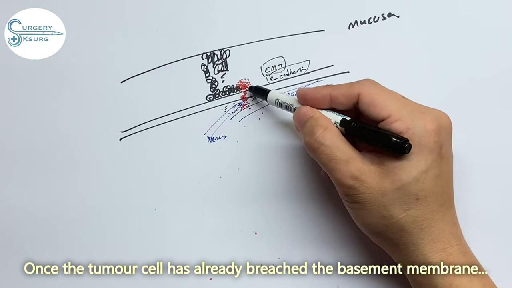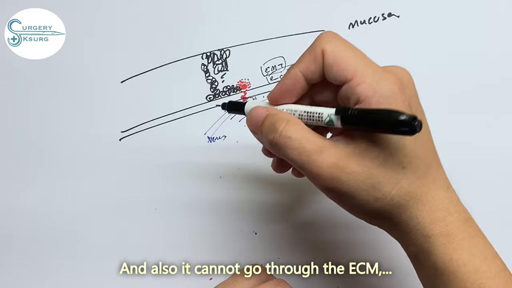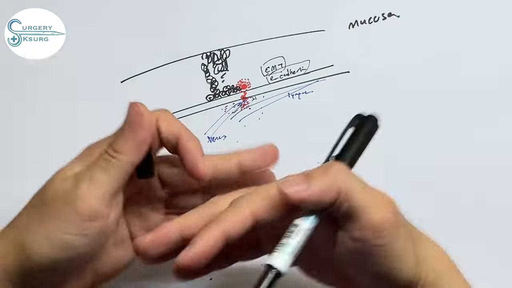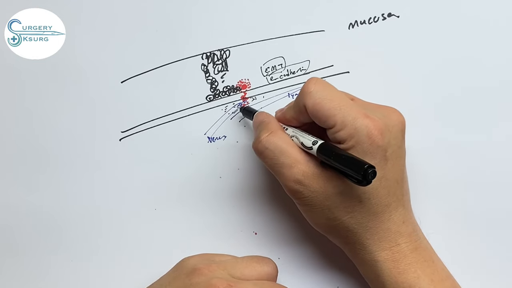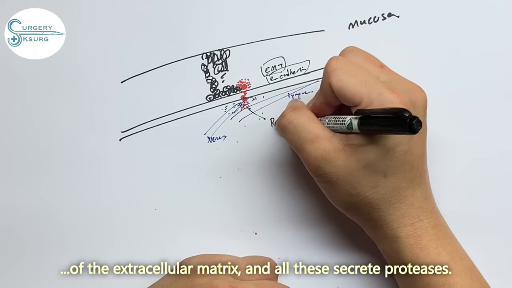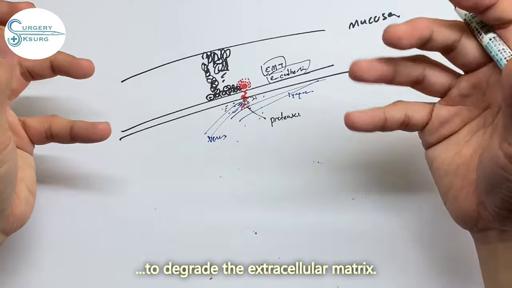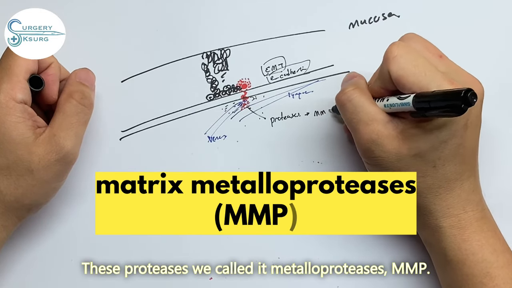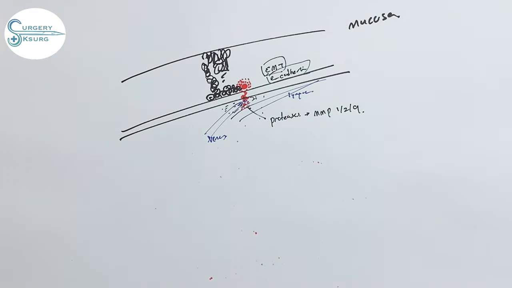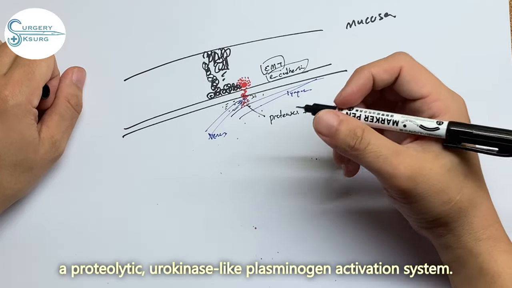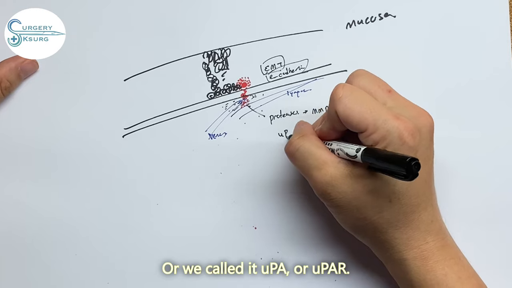membrane. Once the tumor cell has breached the basement membrane, it is considered a foreign cell in the ECM, and it cannot go through the extracellular matrix because it is all protein. So it will have to degrade the fibrous tissue, the protein of the extracellular matrix, and all these are proteases, the enzymes produced by the tumor cell to degrade the extracellular matrix. These proteases, we call them metalloproteinases, MMPs. We have a lot of MMPs, but the most important are MMP 1, 2, and 9. These MMPs cause activation of the urokinase-type plasminogen activator system, or uPA.